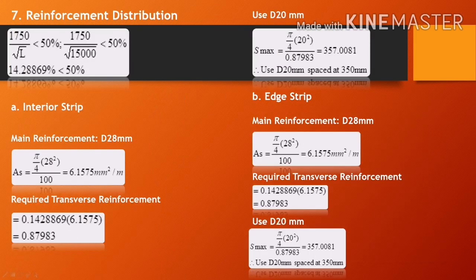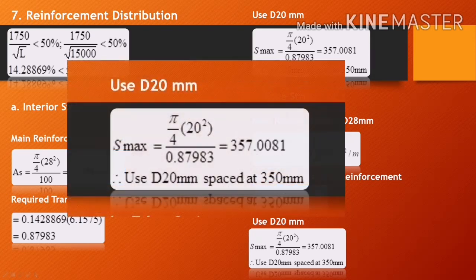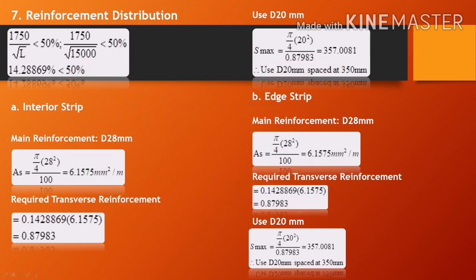The seventh step is the reinforcement distribution. For the interior strip, the main reinforcement that we will use is D28 mm bar, and its area is equal to 615.75 mm squared. The required transverse reinforcement is equal to 0.87983. For the maximum spacing, we will use D20 mm, and the maximum spacing is equal to 357.0081. So we will use D20 mm spaced at 350 mm.